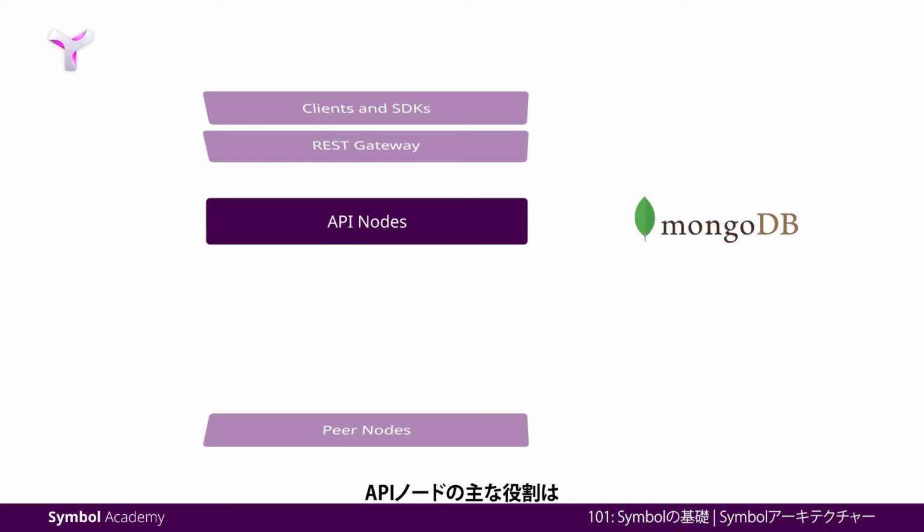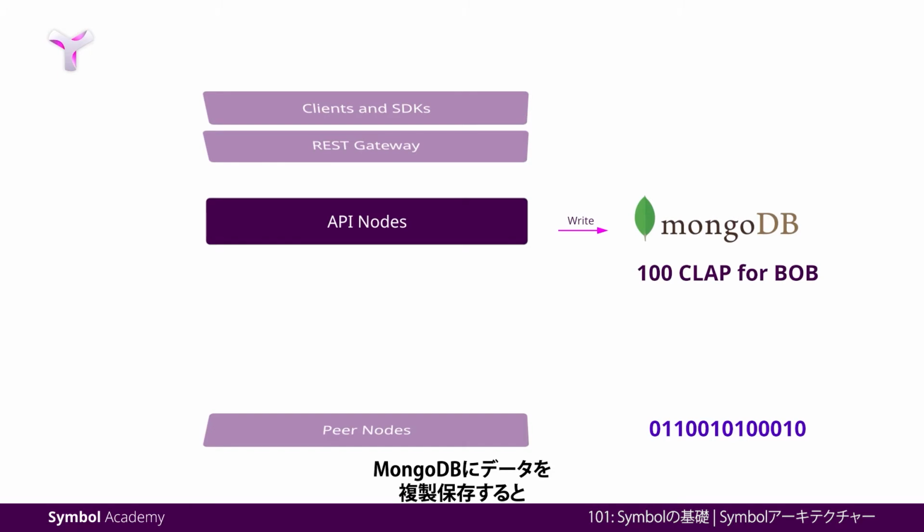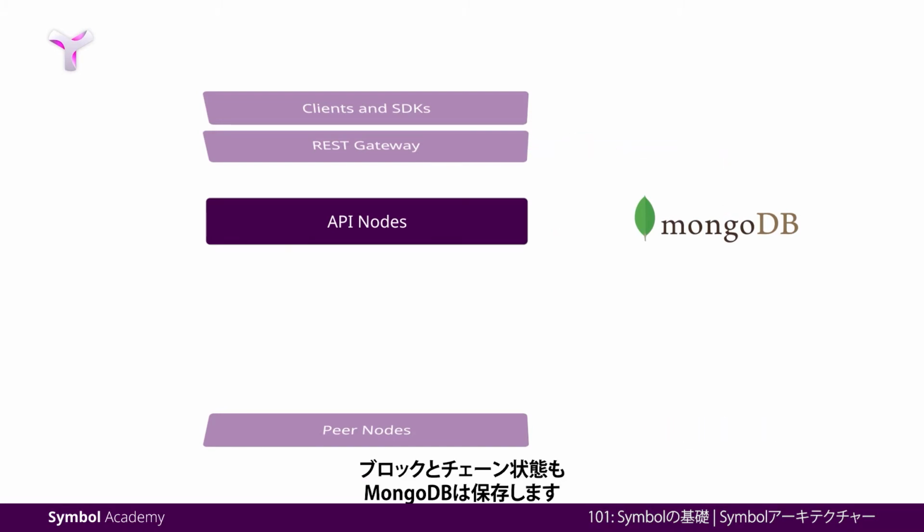The primary responsibility of the API nodes is to store the data in a readable form in MongoDB. Blockchains are a secure method of data storage, but they're not the most efficient in terms of data retrieval, because it is stored in a binary format. Replicating and storing data in MongoDB allows the client apps to access the data very quickly through the REST nodes. Importantly, this allows for more efficient and easier scaling of the entire network. Other than transactions, MongoDB also stores blocks and chain states.